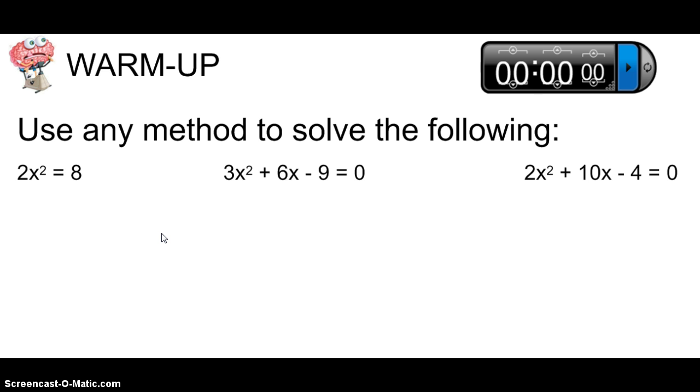I'll ask either the substitute teacher or one of you guys to pause the video when I ask you to pause it, up on the big screen, up on the smartboard. Unfortunately, I don't have a touch screen with me right now, so I'm not going to be able to show my work. But we're going to start like we normally do with a warm-up. So, use any method to solve the following three equations. Any method you want. Could be taking square roots, factoring, completing the square, quadratic formula, whatever you want.